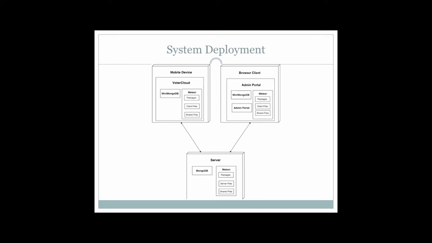Now, the other part is the mobile device client. This is what the user sees. It has a Mini Mongo database which holds only what the user is supposed to see and gets that information from the server. It contains all the JavaScript, HTML, and CSS files that the user needs in order to run the application.